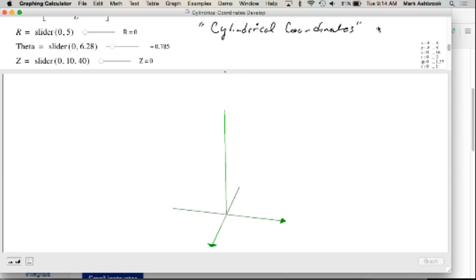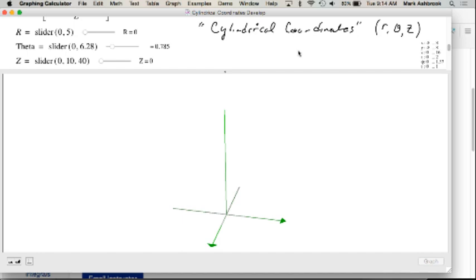So cylindrical coordinates define points in R3 not as x, y, and z, but as r, theta, and z. Our r and theta are basically our polar coordinates, right? So r is distance from the z-axis, parallel to it, out from the z-axis. Theta is our standard trig angle, the angle measure swept counterclockwise from the x-axis, and then z is up and down.